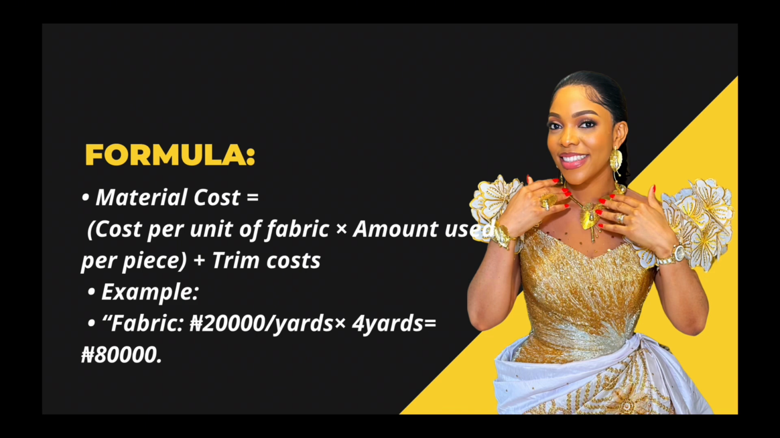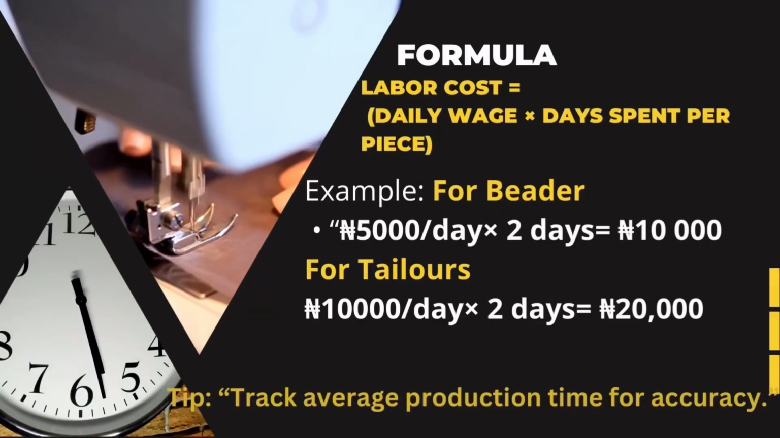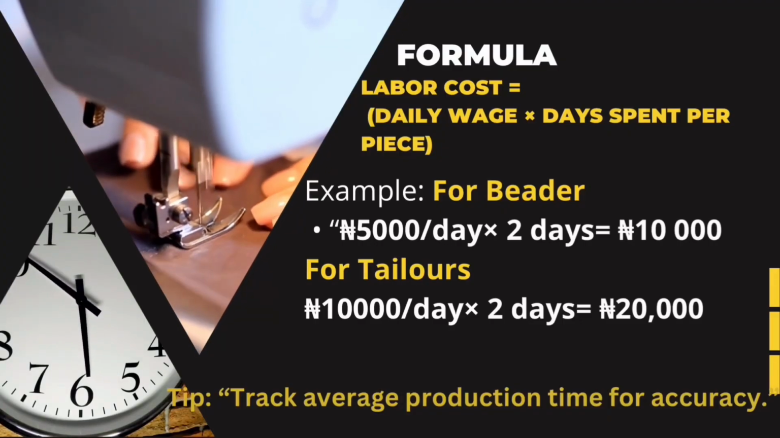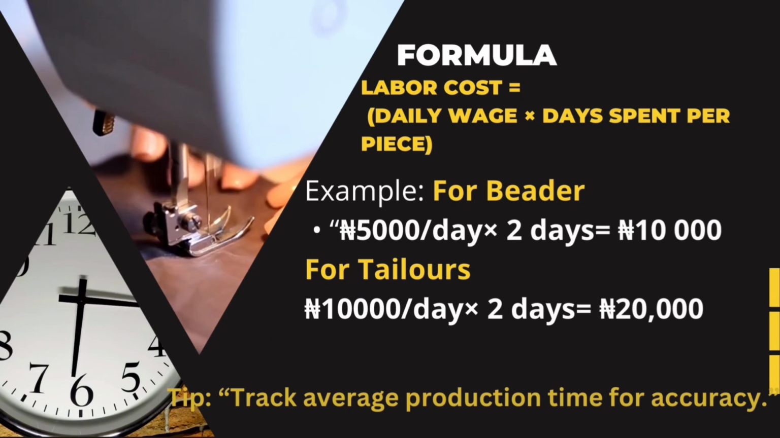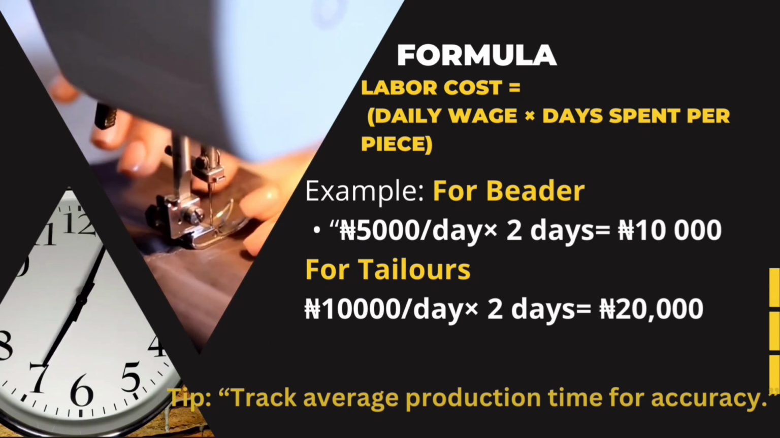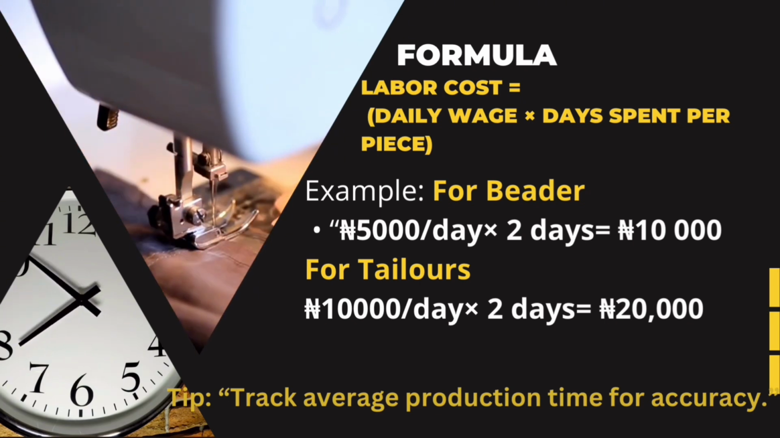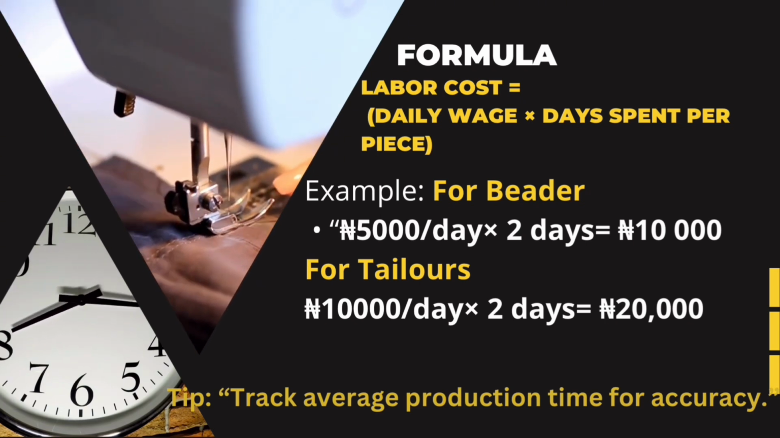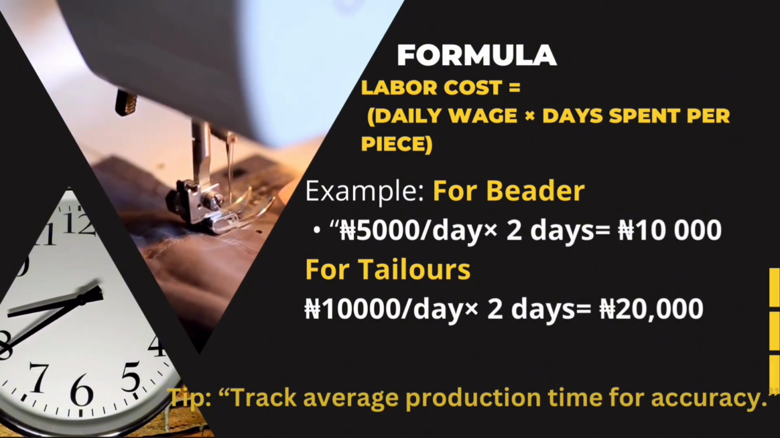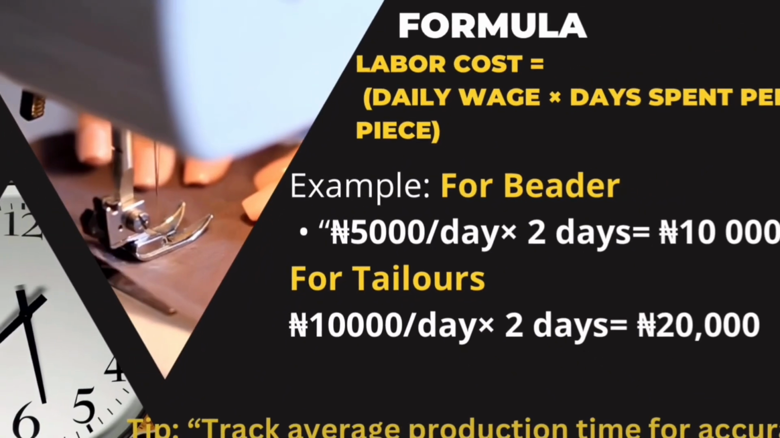Now we'll be calculating the labor cost. The formula for calculating labor cost is daily wages multiplied by days spent per piece. For example, if you have a beader working on the clothes for 2 days and the beader's daily pay is 5,000 naira, it means that on that particular dress, the beading price will be 10,000 naira. The same thing goes if you have a tailor working on the dress for 2 days and the tailor's daily pay is 10,000 naira. It means that at the end of the production, the person must have spent 2 days on that outfit. It means that on that outfit, it will be 20,000 naira for the tailor.